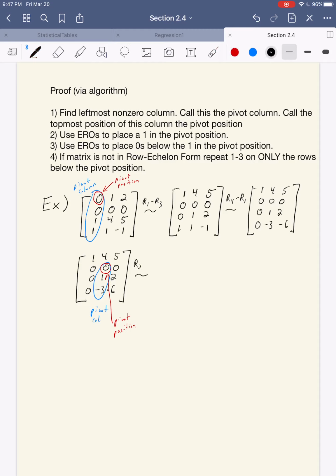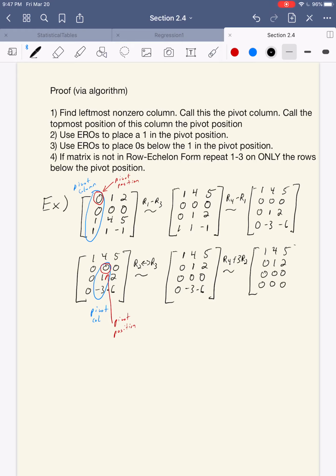So let's do that. Let's take row 2 and interchange it with row 3. So we do that, 1, 4, 5, then we get 0, 1, 2, and 0, 0, 0, 0, negative 3, negative 6. Okay, so then we need to use the elementary row operations to place zeros below the 1 in the pivot position. The issue is that guy right there, so let's go ahead and do that. That means we would need to take row 4 and add 3 times row 2. So if we did that, we get 1, 4, 5, 0, 1, 2, 0, 0, 0. 3 times that 1 is going to be 3, and that's going to 0 that first value out. 3 times 2 is going to be a 6, and that's going to 0 that value out.